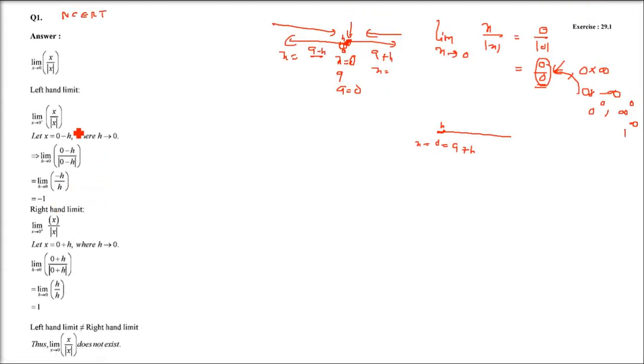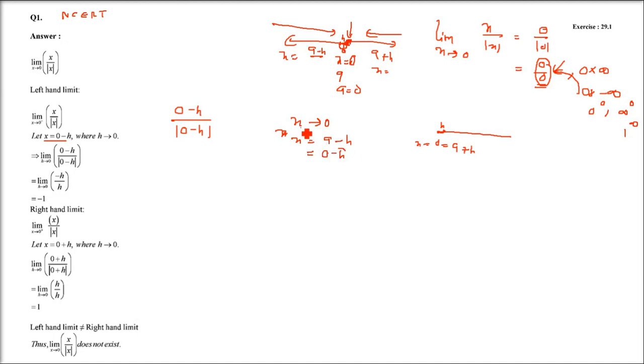So in place of x, you just have to replace x by 0 minus h. So we have 0 minus h, mod of 0 minus h. This 0 minus h, what do you get? x is tending towards 0, so a minus h, that is 0 minus h. What is this h?